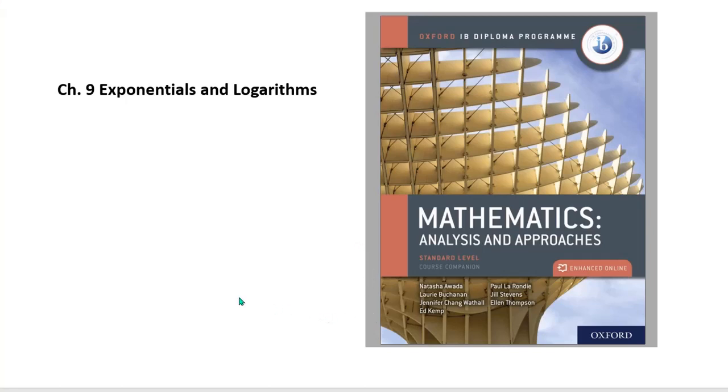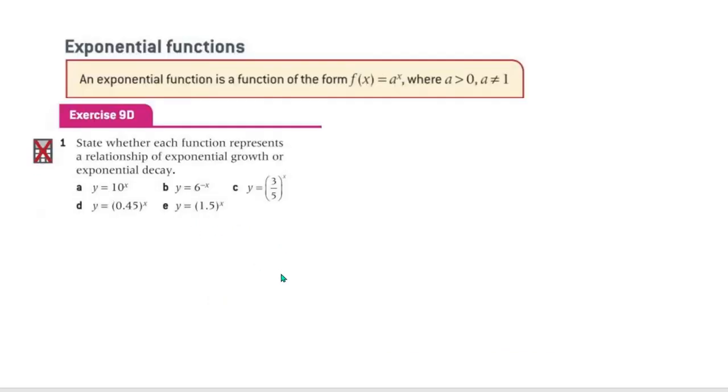Hello, today we are going to start with exercise 9D, which says exponential functions. An exponential function is a function of the form f of x is equal to a to the power x, where a is greater than 0 and a is not equal to 1. Now there are two types of exponential processes. The one is exponential growth and the other is exponential decay.